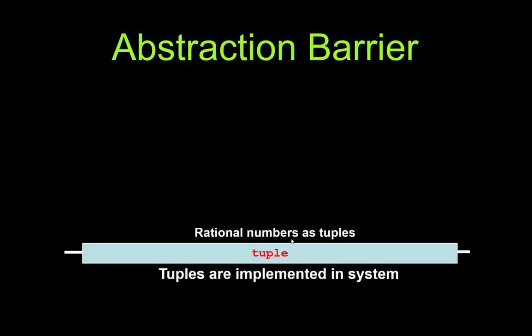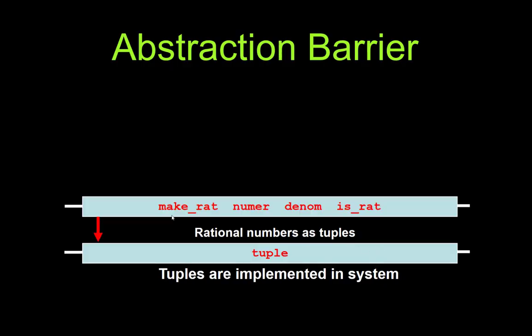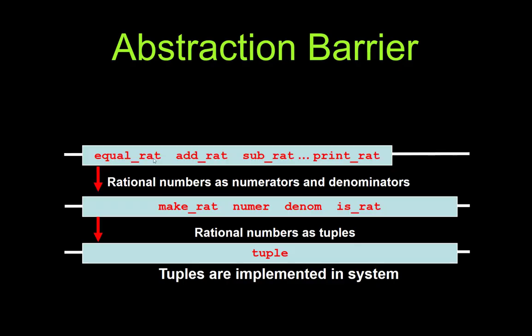Our rational number uses tuple as a representation. And we have make_rat, numer, denom, is_rat. Make_rat is to create a rational number. Numer and denom are to get us the numerator and denominator of the rational number. Is_rat is to check whether an input is a rational number. All these four functions know that the underlying representation is a tuple, and they can access whatever the tuple can provide. And then this layer presents a rational number as numerators and denominators to support checking of equality of rational numbers, addition of rational numbers, subtraction of rational numbers, and printing of rational numbers.